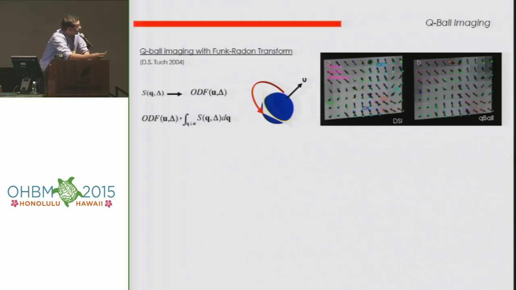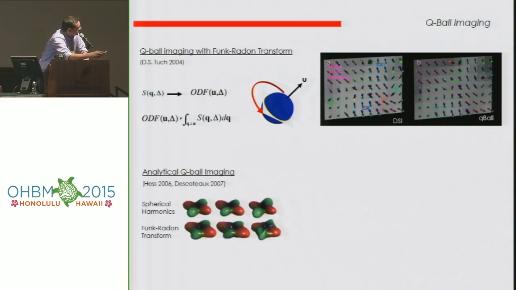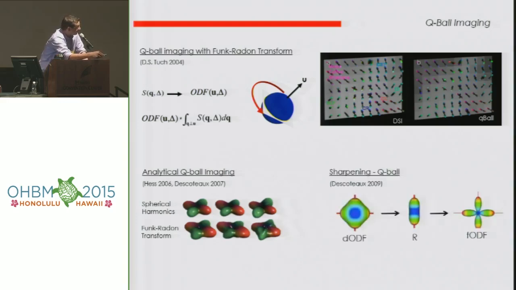There are other methods, for example Q-ball imaging, which is a kind of simplification to get an approximation of the ODF we obtain with DSI, and in fact it uses only a HARDI acquisition and a Funk-Radon transform. I don't want to go too much into detail, but essentially if you want to know the probability of spin displacement in this direction, you just need to integrate on the equator. This is a very simplified description of Q-ball. There's more to it, such as analytical Q-ball imaging, which improves the reconstruction. Also, again from Maxime, we can improve the sharpness of this ODF by deconvolving it using a model of the ODF and get a sharper profile.